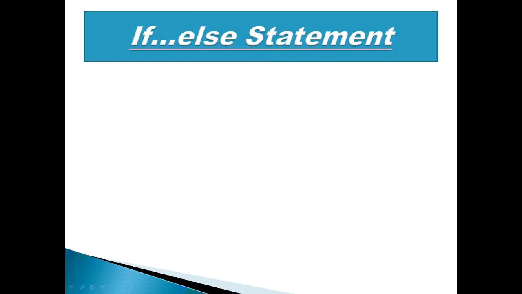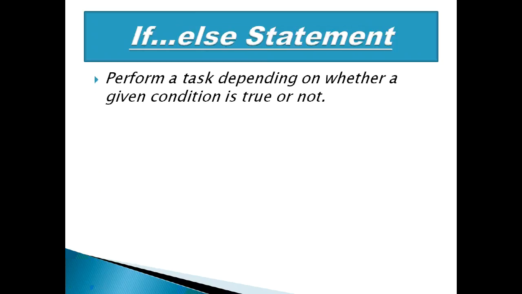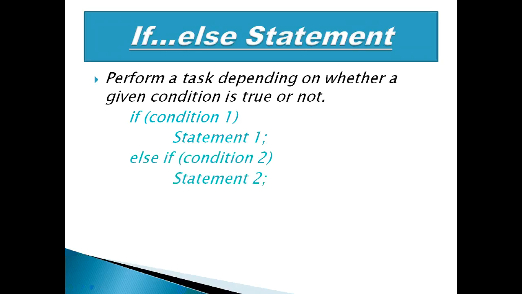First is the if-else statement. This statement is used to perform a task depending on whether a given condition is true or false. We can discuss the flow of a statement in this syntax. If condition 1 is true, then statement 1 will be executed. If condition 1 is false and condition 2 is true, then statement 2 will be executed. If both condition 1 and condition 2 are false, then statement 3 will be executed. If more than one statement is used inside the condition, then they should be enclosed in curly brackets.